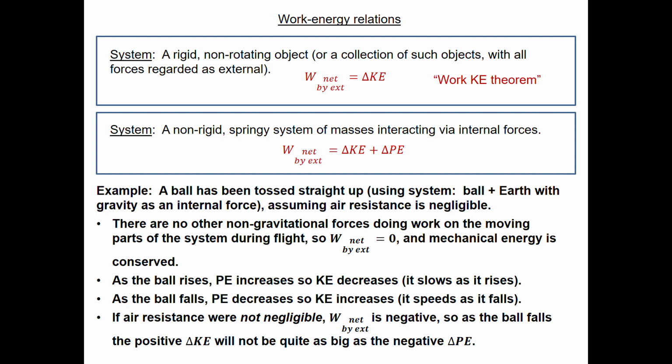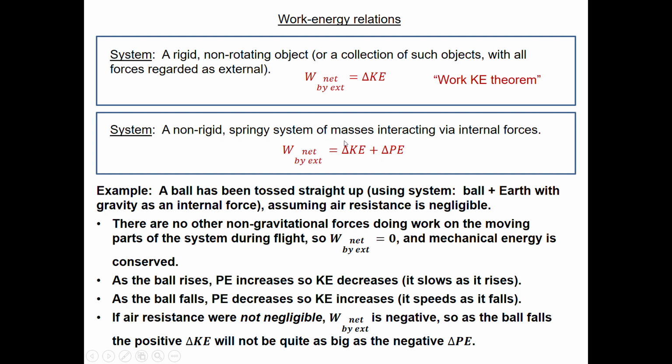We're considering air resistance to be an external force, and in this case that external force would not be negligible. Therefore, the work done by that external air resistance force would be negative, because as the object is moving, air resistance always pushes back opposite the direction it's moving, and that's the hallmark of negative work. So, as the ball is falling, for example, these two things don't add to 0 anymore.